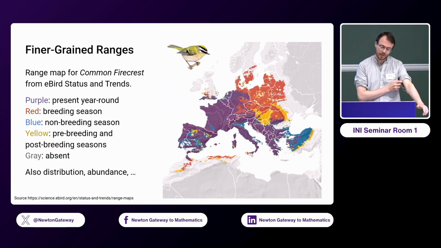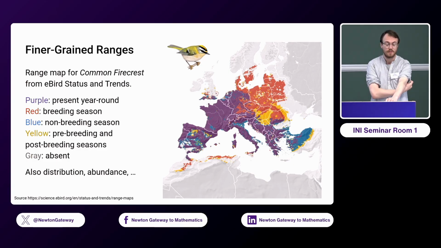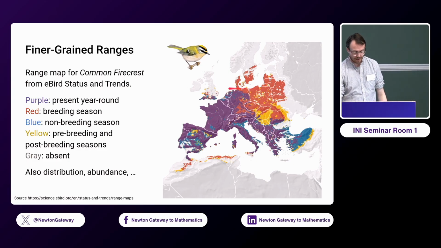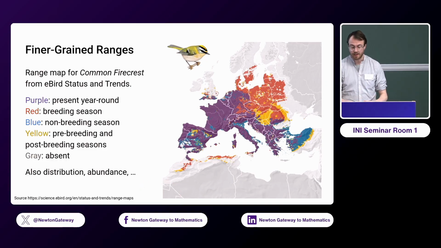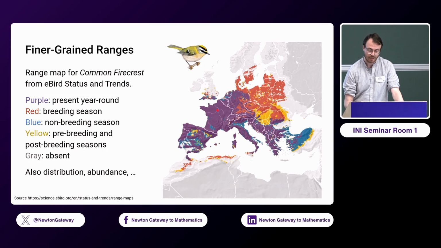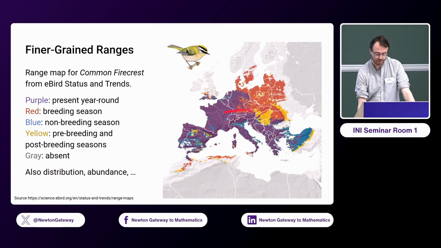Another thing I think would be cool is to have, beyond just the range of a species, a more fine-grained description of the range. So this is an image from eBird Status and Trends, who do this amazing work on modeling spatial distributions of birds. And you can see that we're not just encoding where the bird is, but we're giving you some information about maybe its activity at different times of year, which is encoded via color in this map.